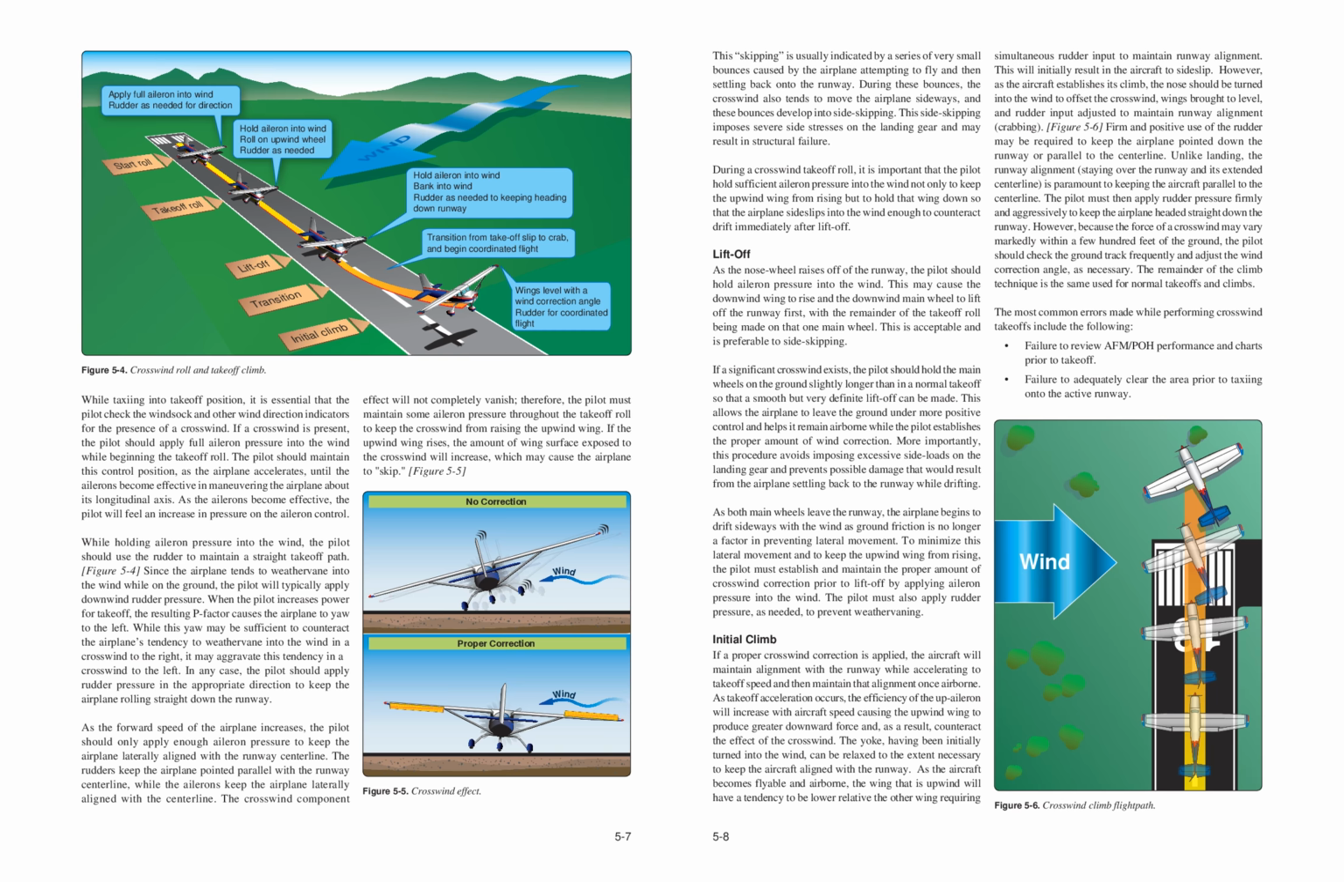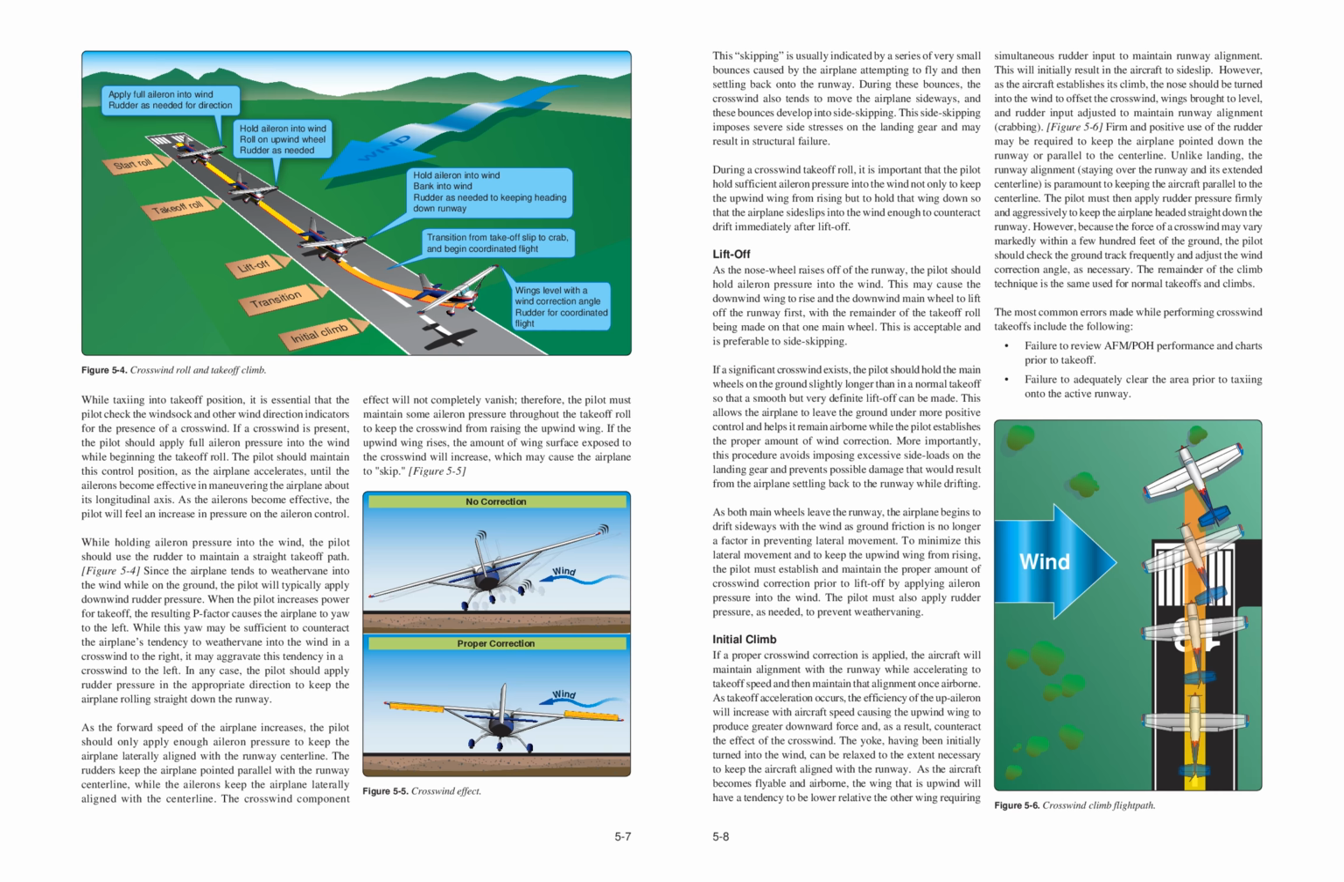Initial climb. If a proper crosswind correction is applied, the aircraft will maintain alignment with the runway while accelerating to takeoff speed and then maintain that alignment once airborne. As takeoff acceleration occurs, the efficiency of the up aileron will increase with aircraft speed, causing the upwind wing to produce greater downward force and, as a result, counteract the effect of the crosswind.